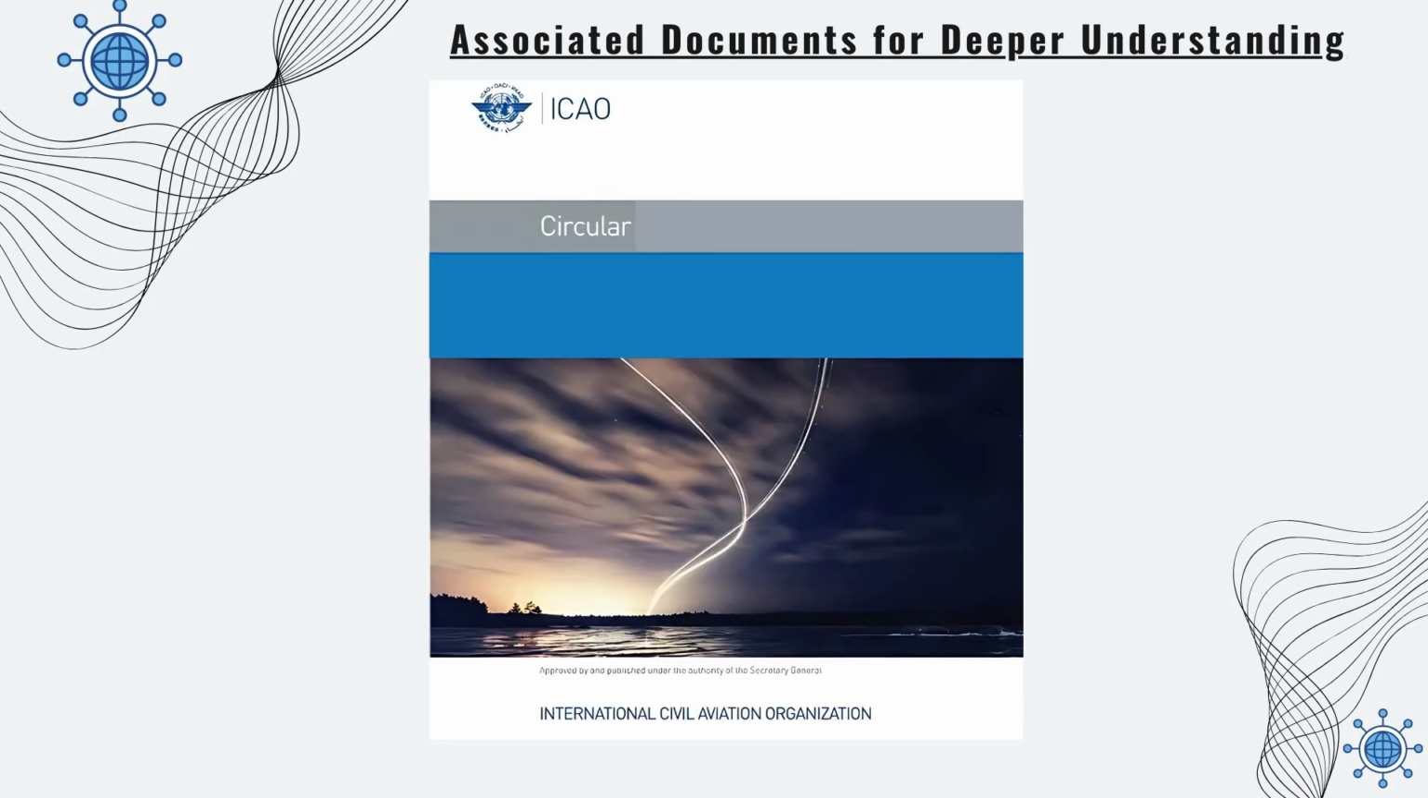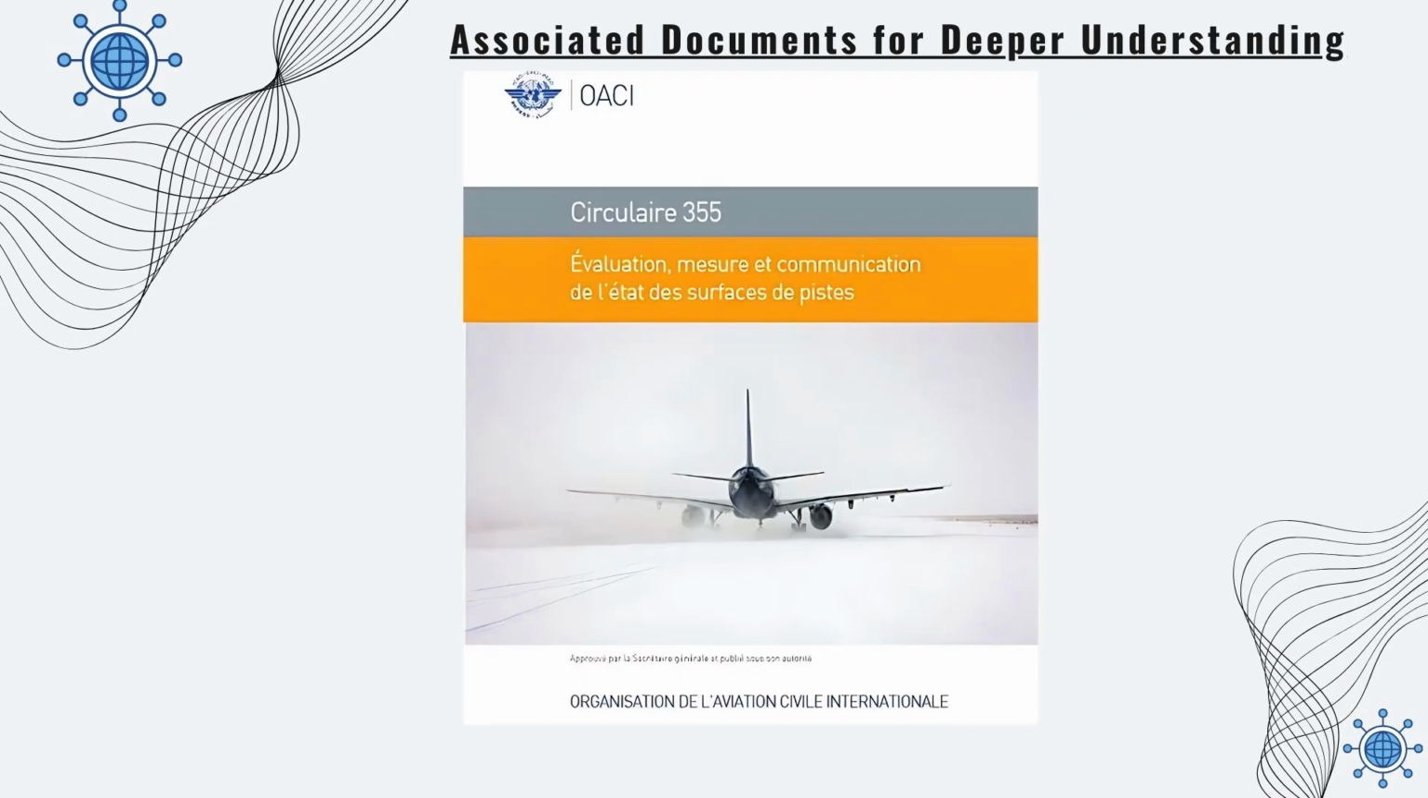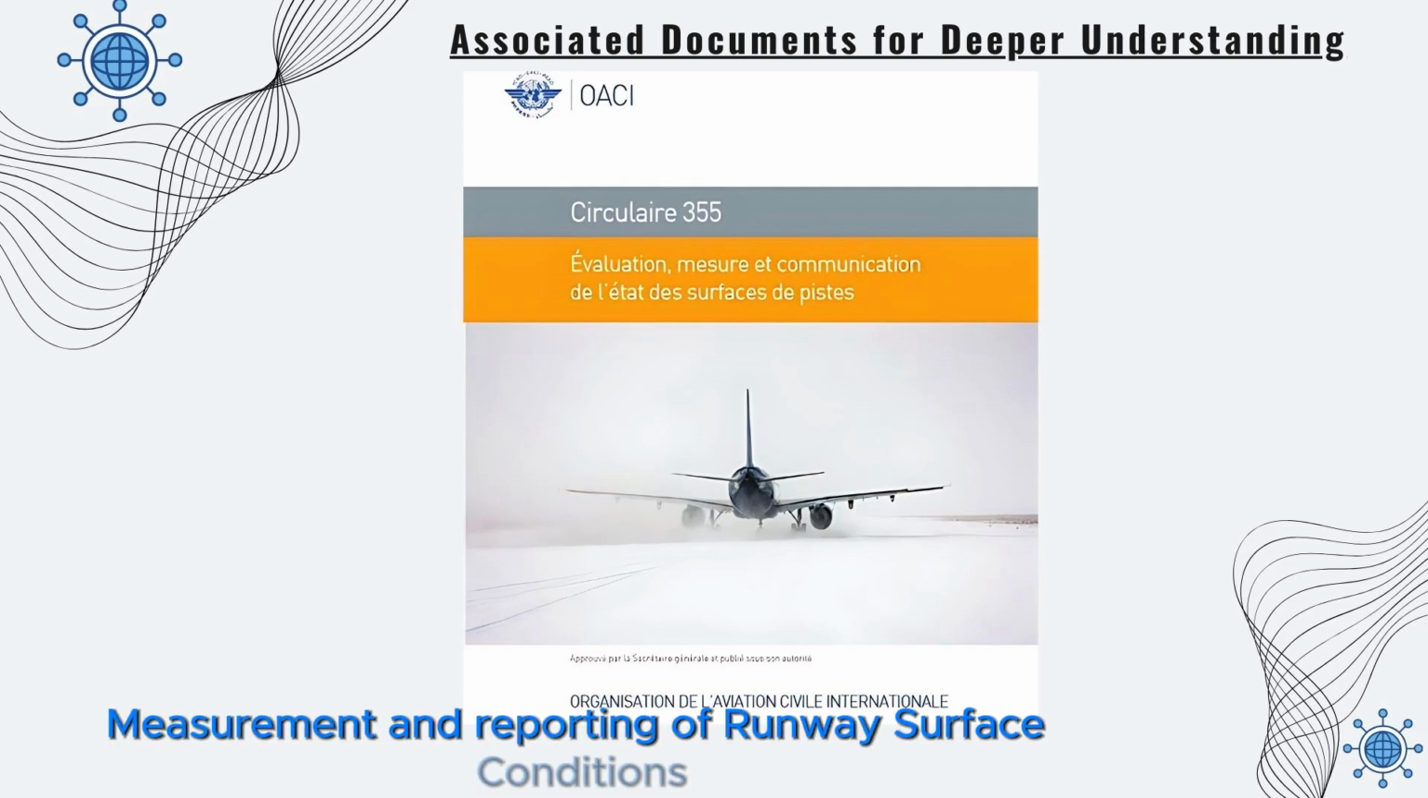There are also 2 circulars, CR. 1. ICAO Circular 315, Hazards at Aircraft Accident Sites. 2. ICAO Circular 355, Assessment, Measurement, and Reporting of Runway Surface Conditions.